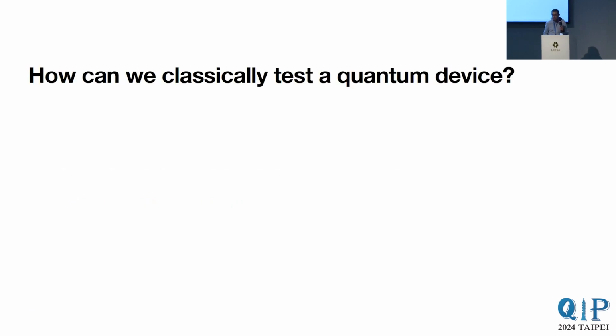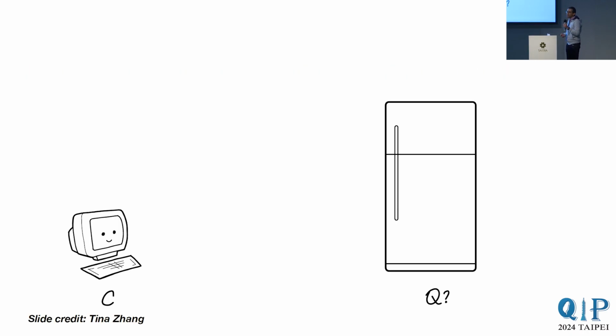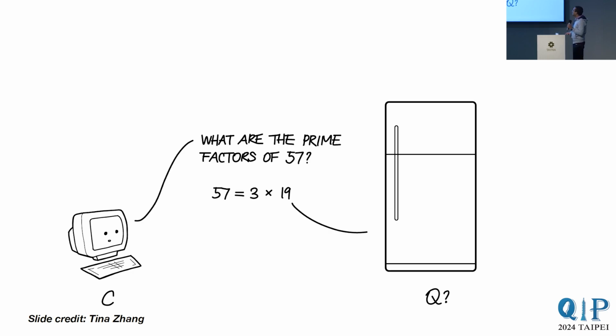Well, let me just remind you of a motivating question for a lot of work in quantum information, which is this: how do you test a quantum device? I stole some of Tina's slides for this part because I like the drawings. Okay, so you have your classical computer here, and you have your quantum computer, and they all live in refrigerators. So this is a fridge.